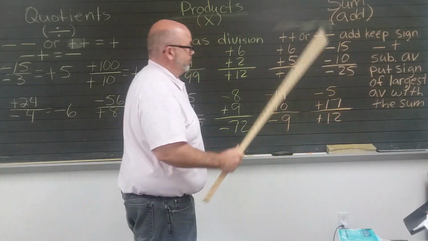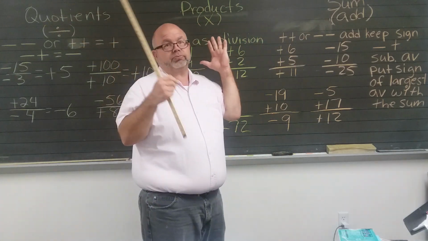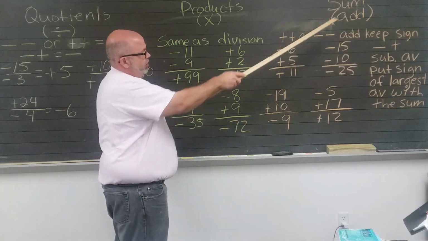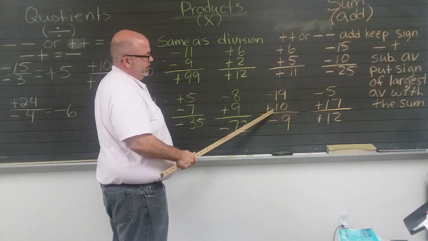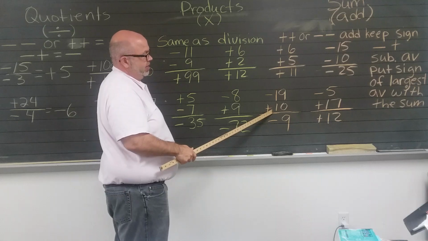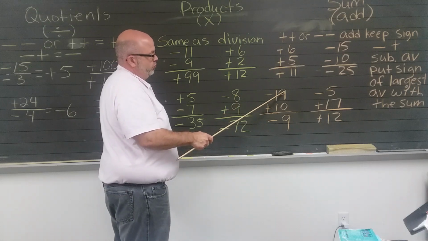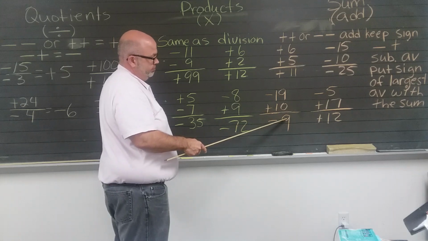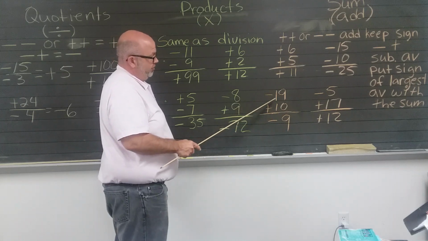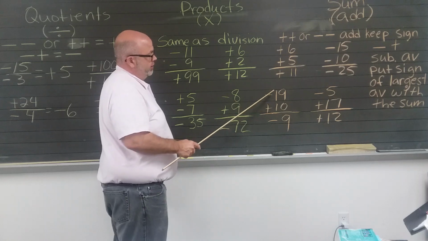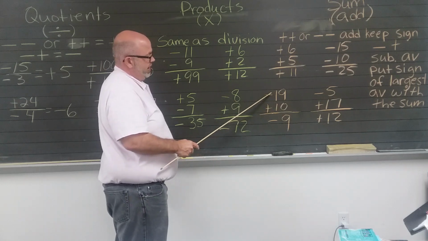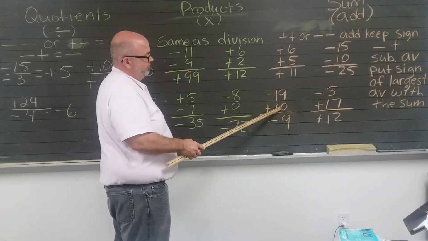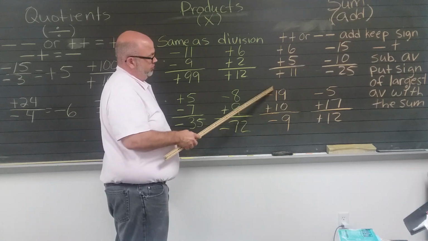All right, now here's an example. Don't let this mess you up, okay? It's not that complicated. You're trying to find the sum of negative 19 and positive 10. Subtract the absolute values. 19 minus 10 is 9. Then put the sign of the largest absolute value. So 19 is larger than 10. Put the negative sign in the answer.